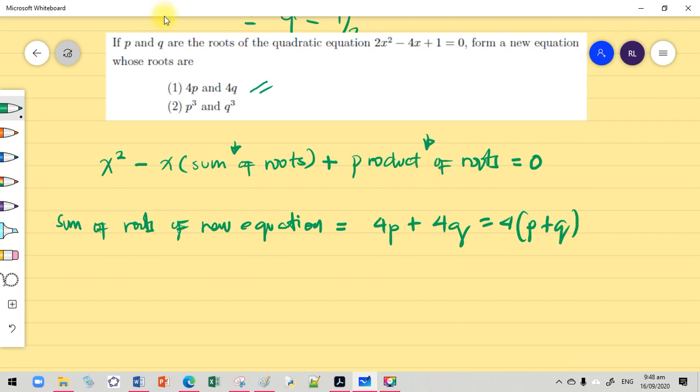We know that p plus q is the sum of roots of the original equation. So that is negative times negative 4 divided by 2, and that is 2. So we can substitute it here. So we'll get 4 times 2 is 8. Okay? So meaning that the sum of the roots of the new equation is 8. It doesn't matter if those roots are all real or all imaginary.